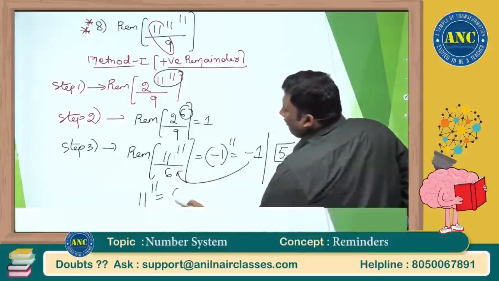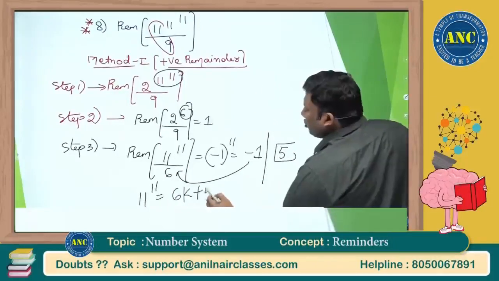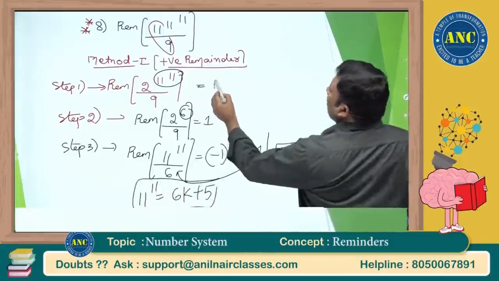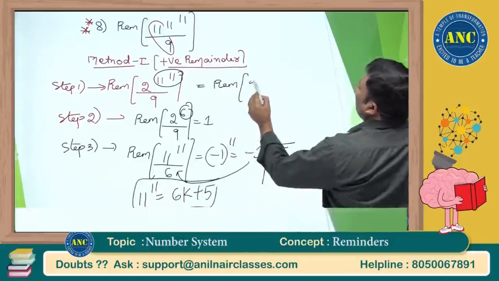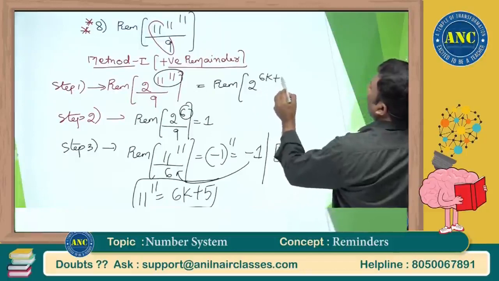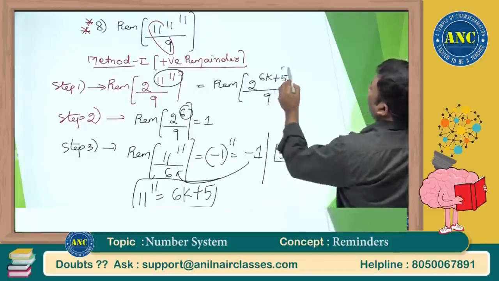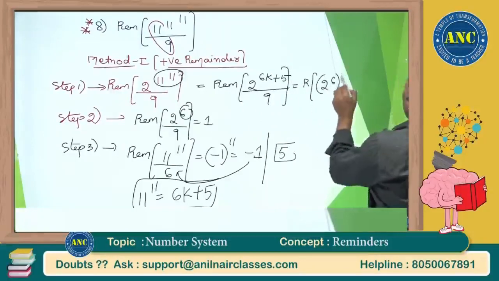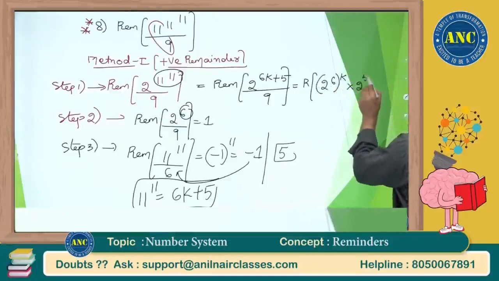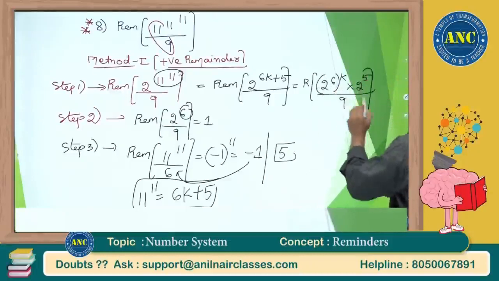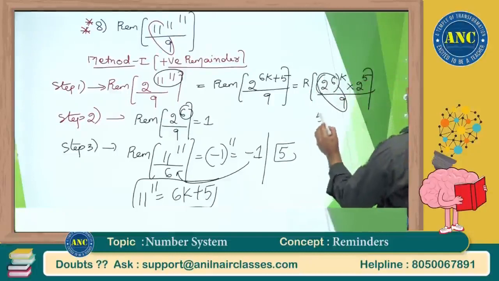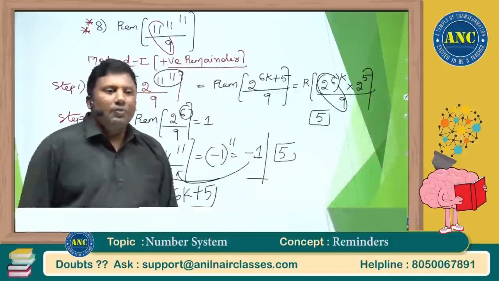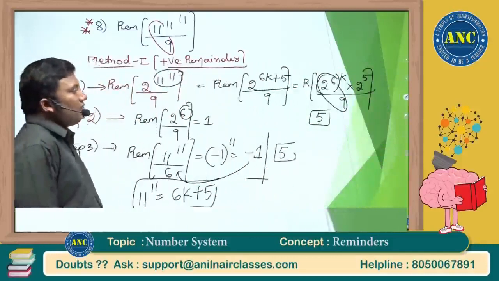Dividend is equivalent to divisor into quotient plus remainder. So 11 power 11 is 6k plus 5. 2 power 6k plus 5 divided by 9. 2 power 6k can be written as 2 power 6 power k into 2 power 5, divided by 9. These give 1. 32 divided by 9. 9 threes are 27. The positive remainder is nothing but 5.